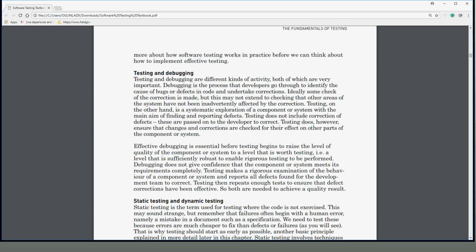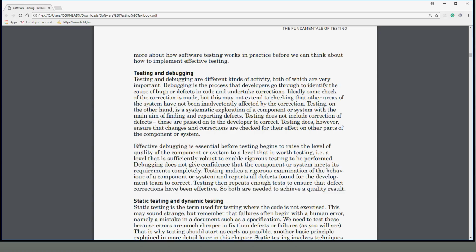Testing and debugging. I think I mentioned this before now. Testing and debugging are different activities, actually. Debugging is a process that developers go through to identify the cause of a bug. Testers don't debug. Testers don't debug. What you do is you retest code that has been fixed. You retest it and you do regression testing on that particular application.